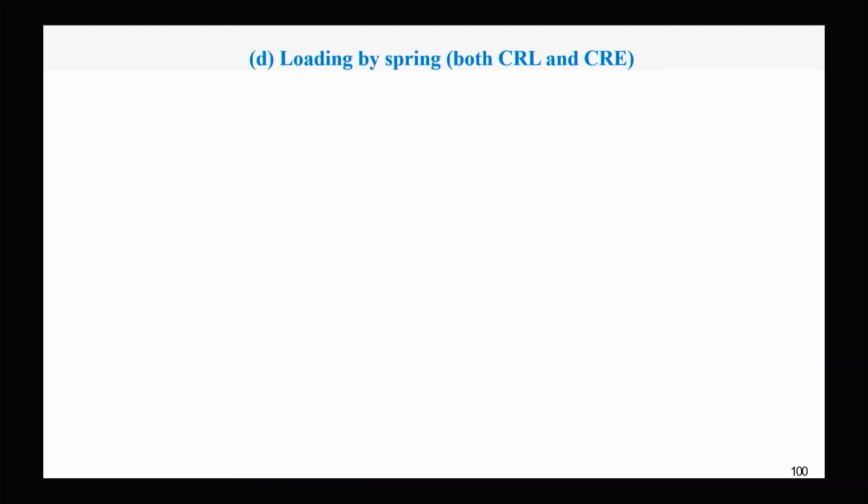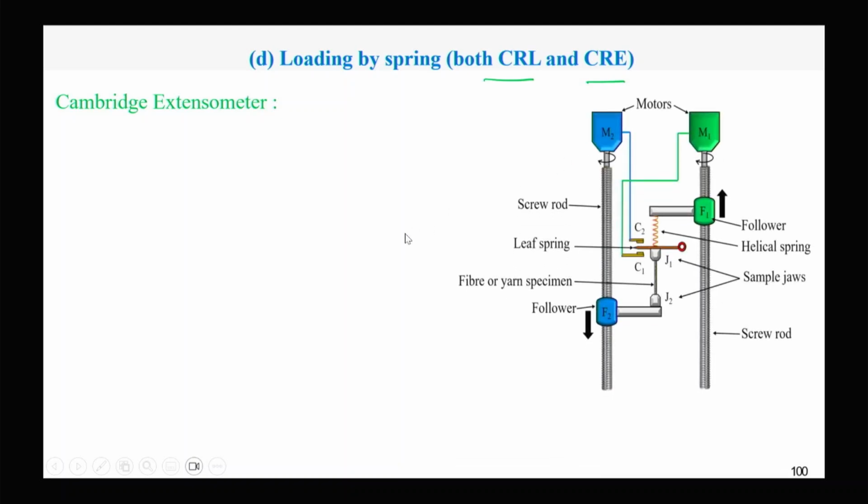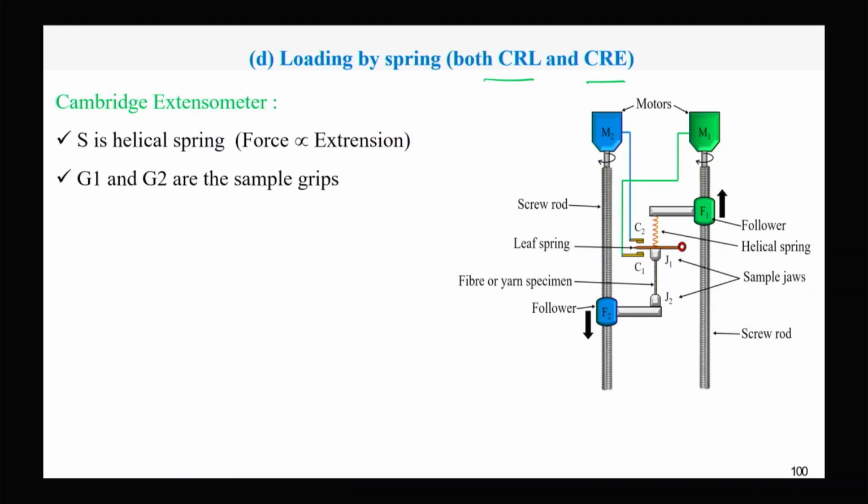Loading by spring, and this is the instrument which works on both CRL and CRE principle, and which is called Cambridge extensometer. Here in this instrument, the loading is done by the spring, and two motors are there, M1 and M2. They rotate at constant speed, but not in continuous fashion always.